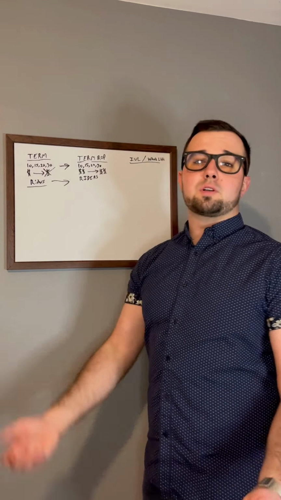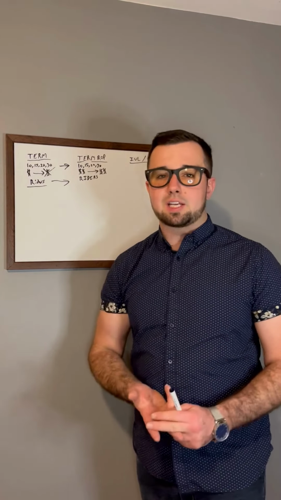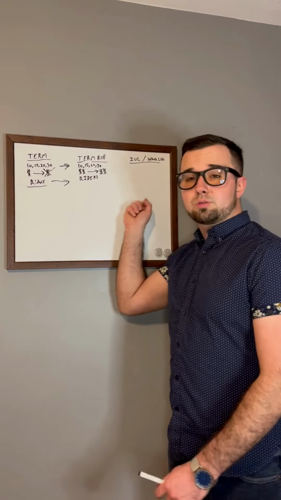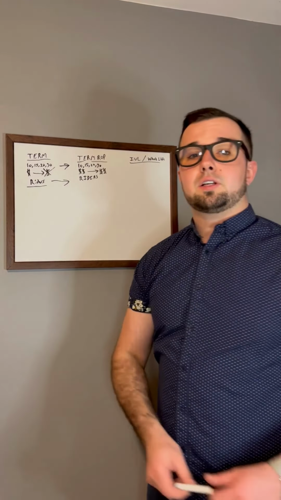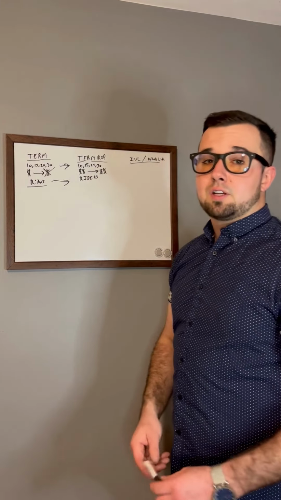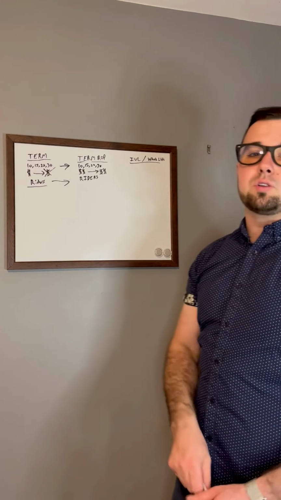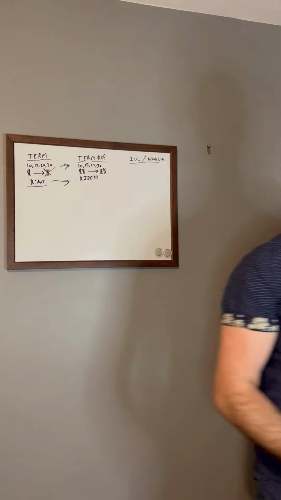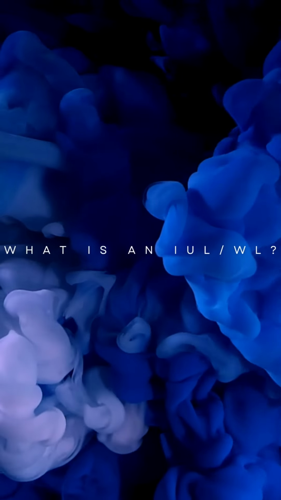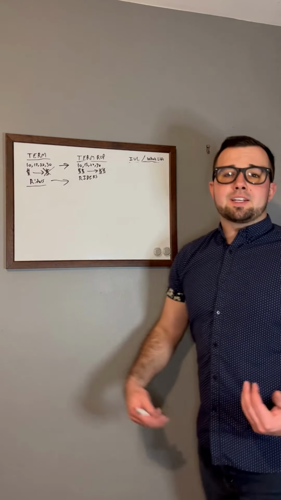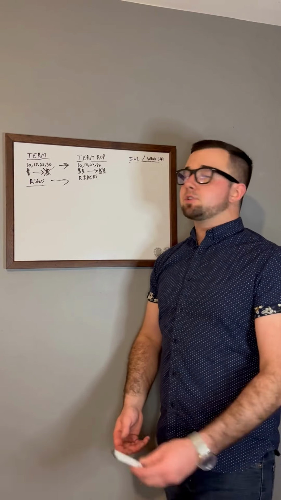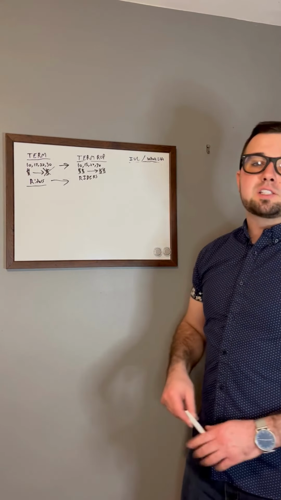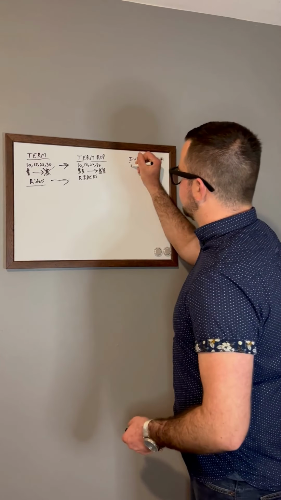So next we're going to go into your indexed universal life policies and your whole life policies. These are the ones that build cash values that you can take out loans against. They can be used to supplement your retirement. These are the big dogs, and we are about to dive in. So what is an indexed universal life policy? An indexed universal life policy or whole life policy is a life insurance policy that provides permanent coverage to the insured.